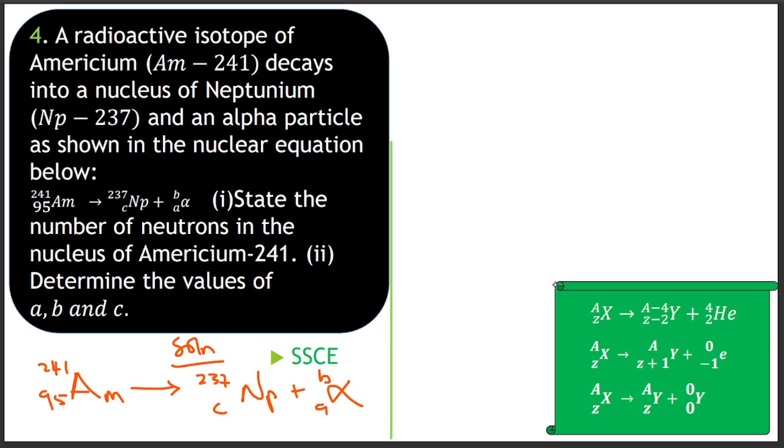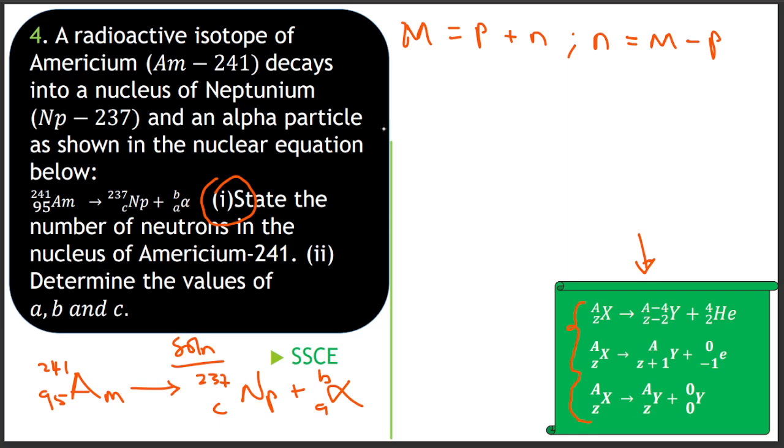All right, in our last video, we did see that these are the three general nuclear equations for alpha decay, beta, and gamma decay. Is that okay? And we also saw that mass number is equal to proton number plus neutron number. Do you remember? Neutron number will be equal to mass number minus proton number. So the first question here says we should state the number of neutrons in the nucleus of americium 241.